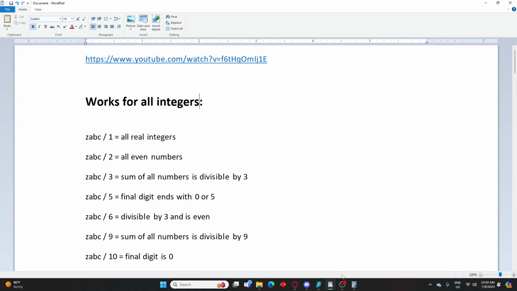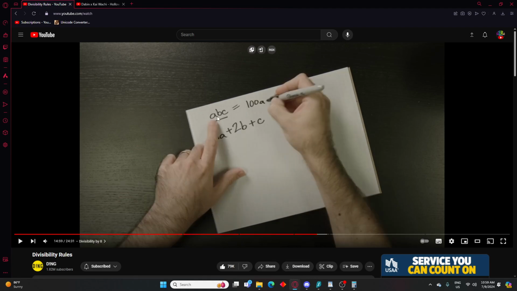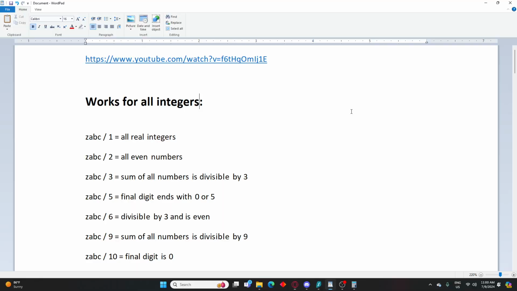In the original video, as you can see here, he does ABC, with A being the 100s place, B being the tens place, and C being the ones place. I wanted to keep that, so I added a Z in front for the thousands place. So here we are. ZABC divided by 1 is all integers. Any integer divided by 1 is indeed divisible.